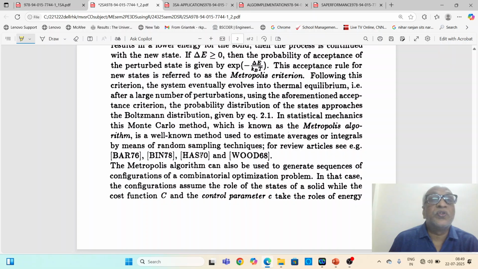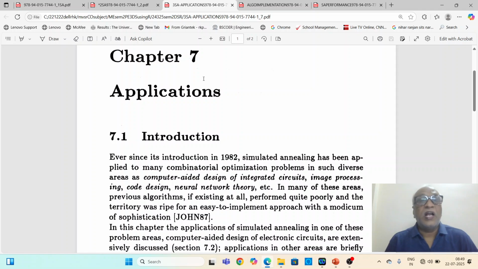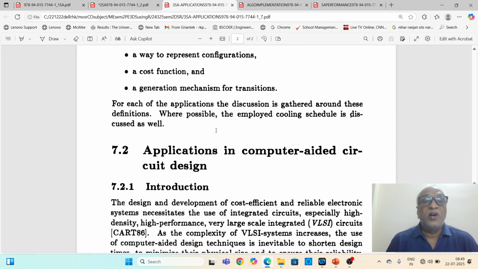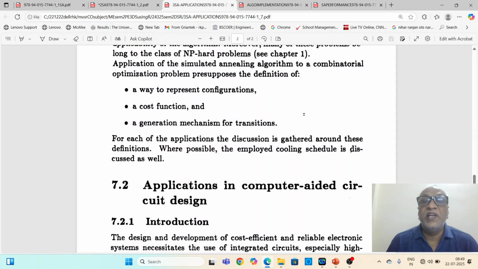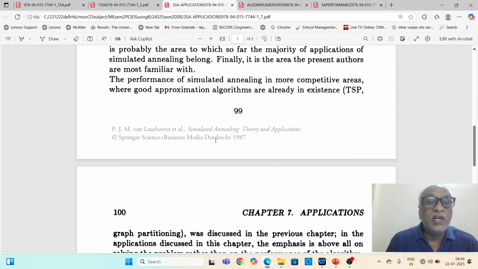So this was a brief about simulated annealing, the physical process, the actual process. Applications we have seen, but here the applications being mentioned are computer-aided circuit design and many more. Image processing, code design, neural network theory, and so on and so forth. So this is a brief regarding simulated annealing, and as mentioned, I have used this Van Laarhoven et al. paper, which was a Springer publication.